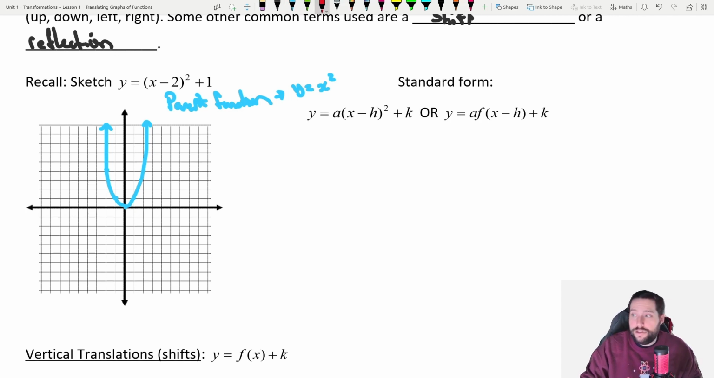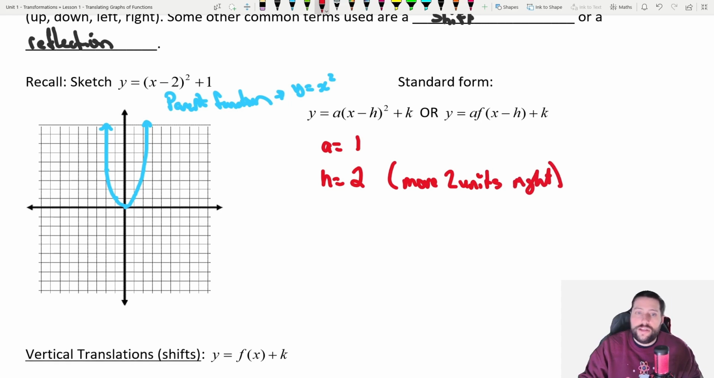So for this particular graph, we're going to say a. Because there is no number visibly seen here, we're going to say that a is going to be 1. The next part we have is h. h is going to be your shift. So h is going to be 2, and what that means is we are going to move 2 units right. And then next we have k, and k is going to be 1. What we're going to do with the k is move 1 unit up.